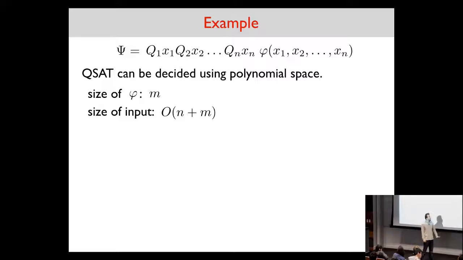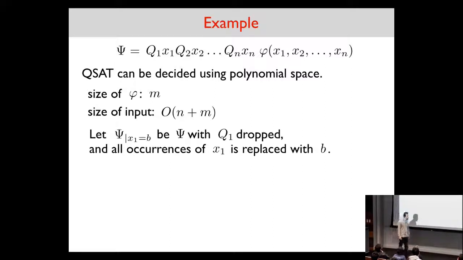So let's sketch the argument that this is in polynomial space. The size of phi, let's say it's m. We have n quantifiers. So really the size of the input here is big O of n plus m. So you see sometimes we don't actually use n for the input length. Sometimes n is convenient to use for some other parameter, but then we're going to be clear about what the input length is, so there's not going to be any ambiguity. So the size of the input is n plus m.